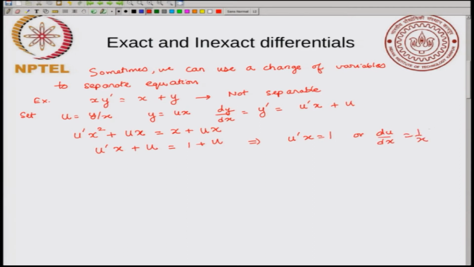or du by dx equal to 1 by x, and you can solve this and you will get u is equal to log of x plus constant, and you can go back and write y is equal to u x. So, that is y equal to x log x plus constant times x. This is the solution. So, you solve this equation, which did not look separable initially, by doing a change of variables. So, sometimes a change of variables can convert a differential equation into a separable form.